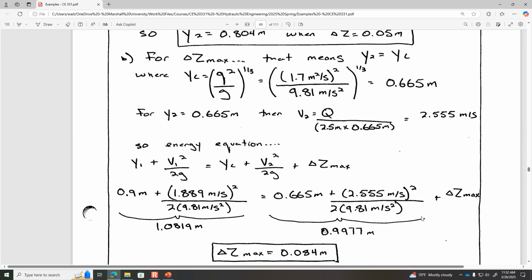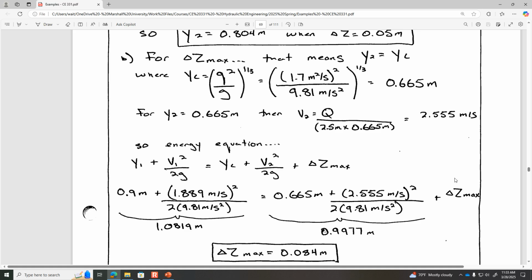So the specific energy equation is, you'll see here I moved the Z max over to the right-hand side of the equation. It doesn't necessarily belong there, but we've got the specific energy at 1, the specific energy at 2, and so delta Z max is just the difference between the two. It's how much extra specific energy there was at 1 compared to the minimum specific energy that's required at 2. Remember that critical conditions are the most efficient flow conditions. It's the flow conditions associated with the minimum specific energy.